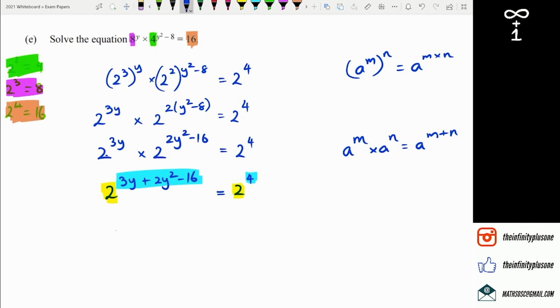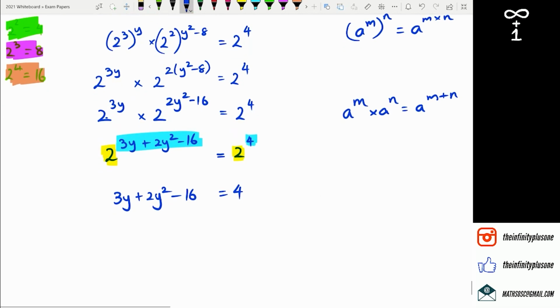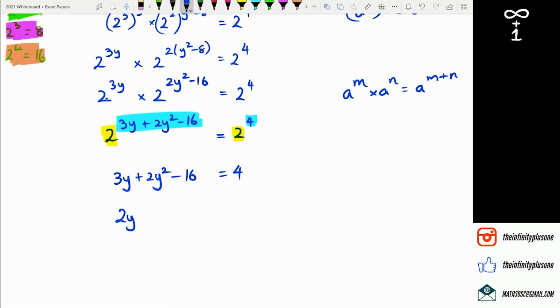So when we do this, we just get rid of the 2, don't worry about it anymore, and we're going to write it as 3y plus 2y squared minus 16 equals 4. And we're going to rearrange this as 2y squared plus 3y minus 16, and we've got minus 4, and this is all equal to 0. Simplifying further, 2y squared plus 3y minus 20 equals 0. Now, as I said before, if you know how to factorize this, by all means, do it your way.